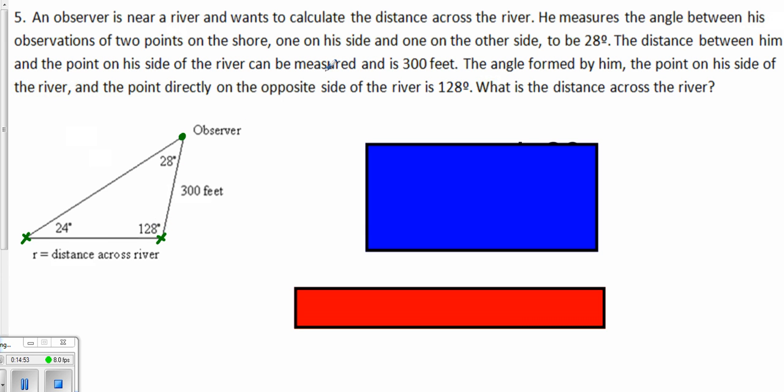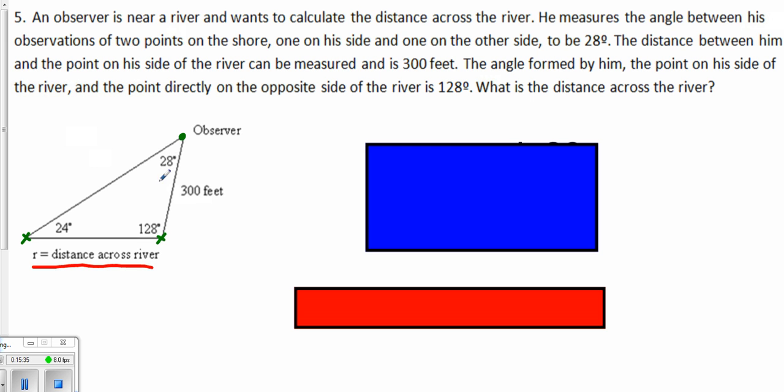The distance between him and the point on his side of the river, so this over here, he can just walk right over, and he measured it out to be 300 feet. The angle formed by him, the point on his side of the river and the point directly opposite, is 128 degrees. So he can measure this angle on his side of the river. He can't walk over here, so we can't measure it because there's a big river right here. But if this is 28 degrees and this is 128 degrees, he can figure out this has to be 24 degrees. He walked 300 feet here, so he wants to know how far across the river it is.